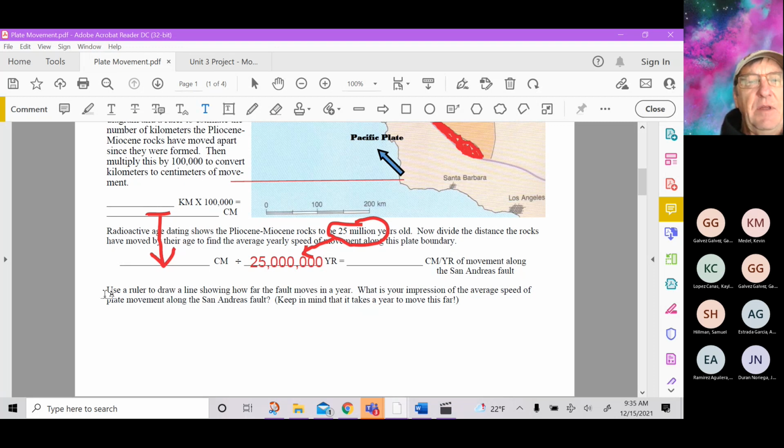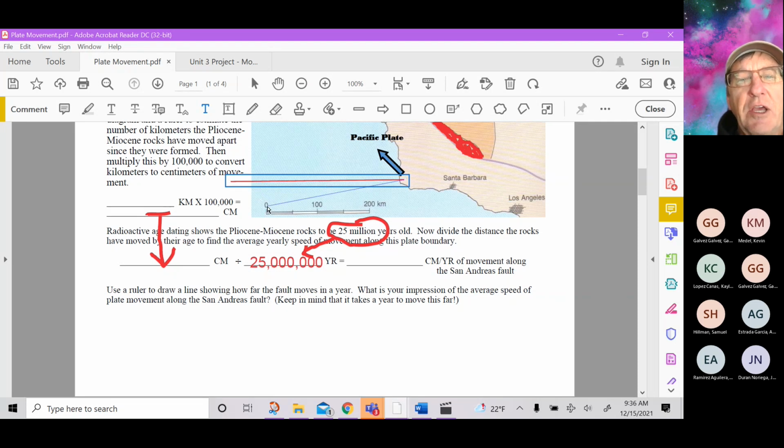Okay, then normally, if we're doing this on paper, we'd use a ruler to draw a line showing that same distance, how far it moves in a year. We would measure this many centimeters with a ruler. What I'm thinking is that this scale of miles looks to me like this is about 1 centimeter. So let's draw a line and use this as our ruler to make it the right length.